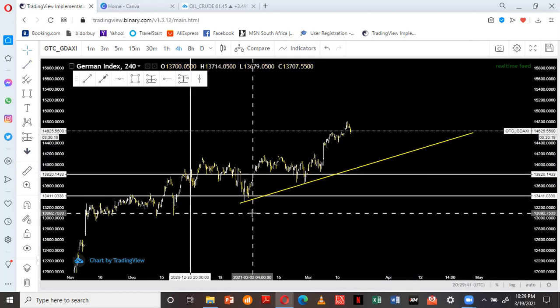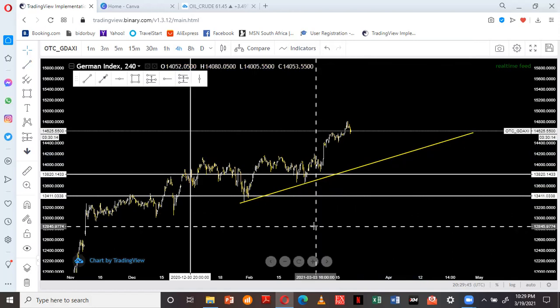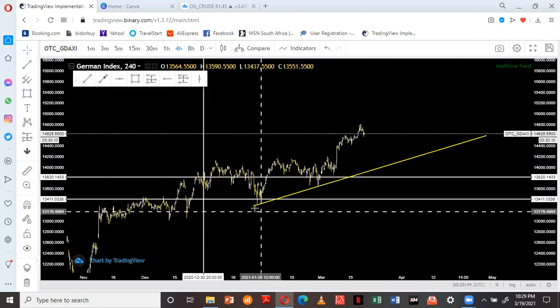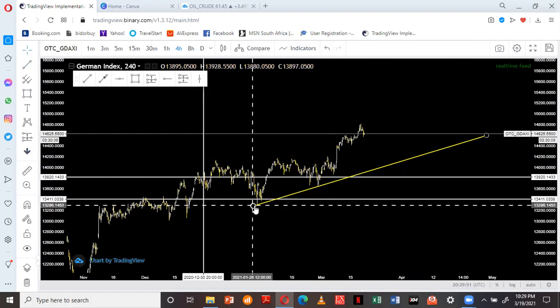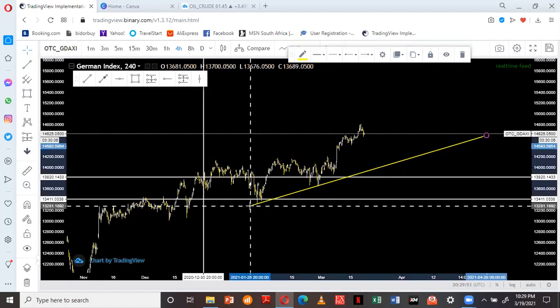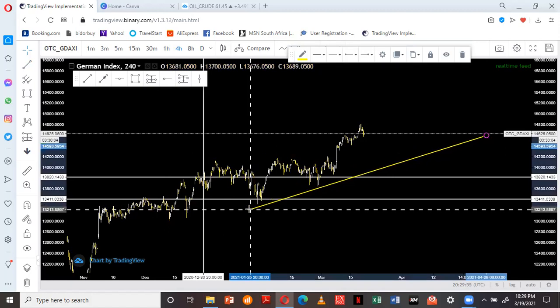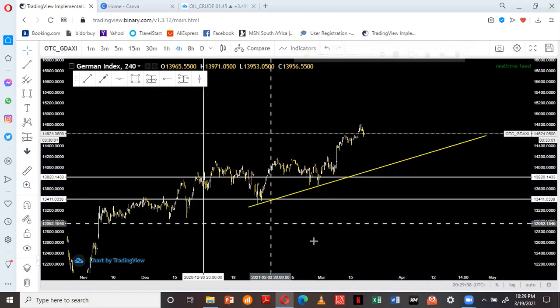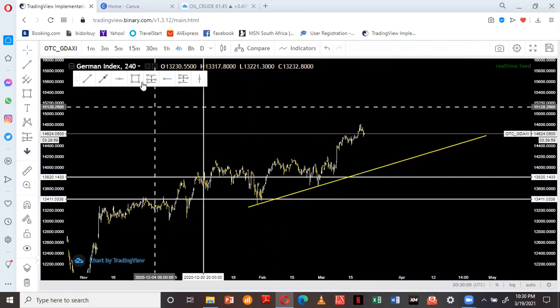Make sure whenever you draw a trend line, it does not cut the bodies of your candlesticks. It will be invalid. It has to be at the tip of your candlesticks. Make sure it's nice and neat. It's something you need to learn. It's that easy.